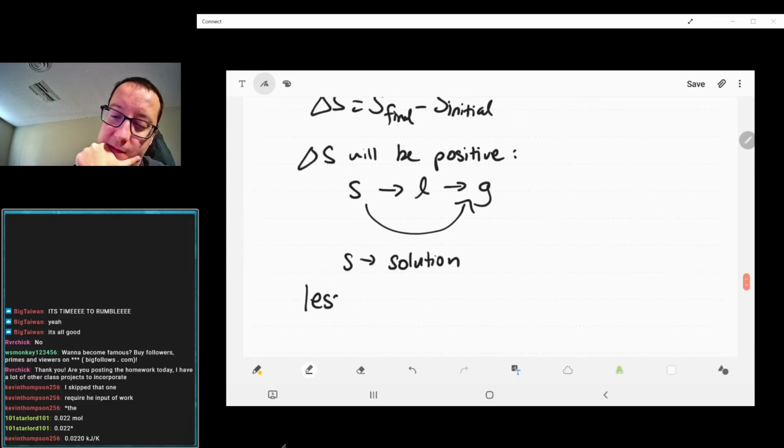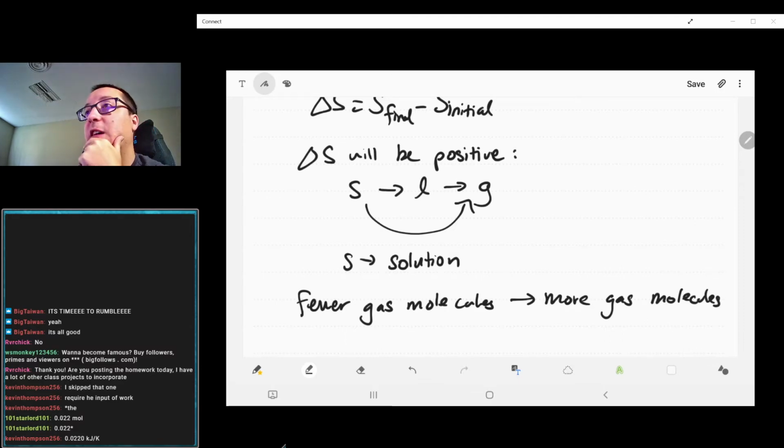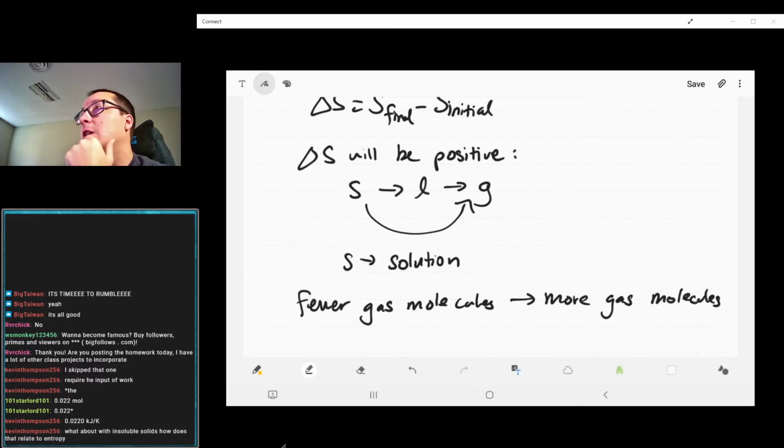And then we also have, I guess I should use correct grammar, fewer gas molecules to more gas molecules. So reactions that have a larger stoichiometric coefficient in the product for gaseous reactions will also have a positive delta S. And you can think about this again conceptually. So a solid being broken apart, if you think about sodium chloride, nicely organized sodiums and chlorides alternating. So solubility is always entropically favorable.